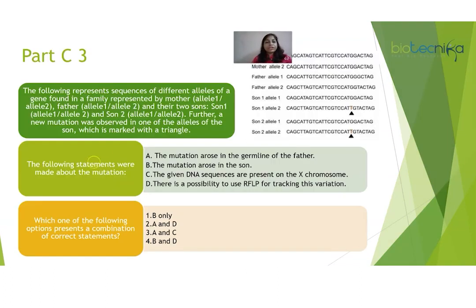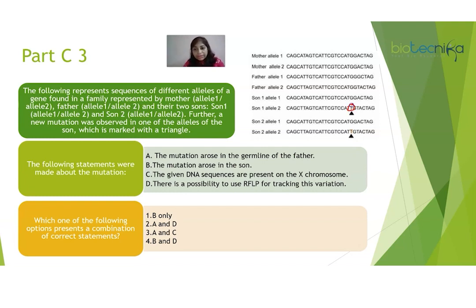Moving to the third question from part C. The following represents the sequence of different alleles of a gene found in a family represented by mother, father and their two sons, son 1 and son 2. Further, a new mutation is observed in one of the alleles of the son, which is marked with a triangle. Okay, so this is the mutation, that is C. Now, the following statements are made about the mutation.